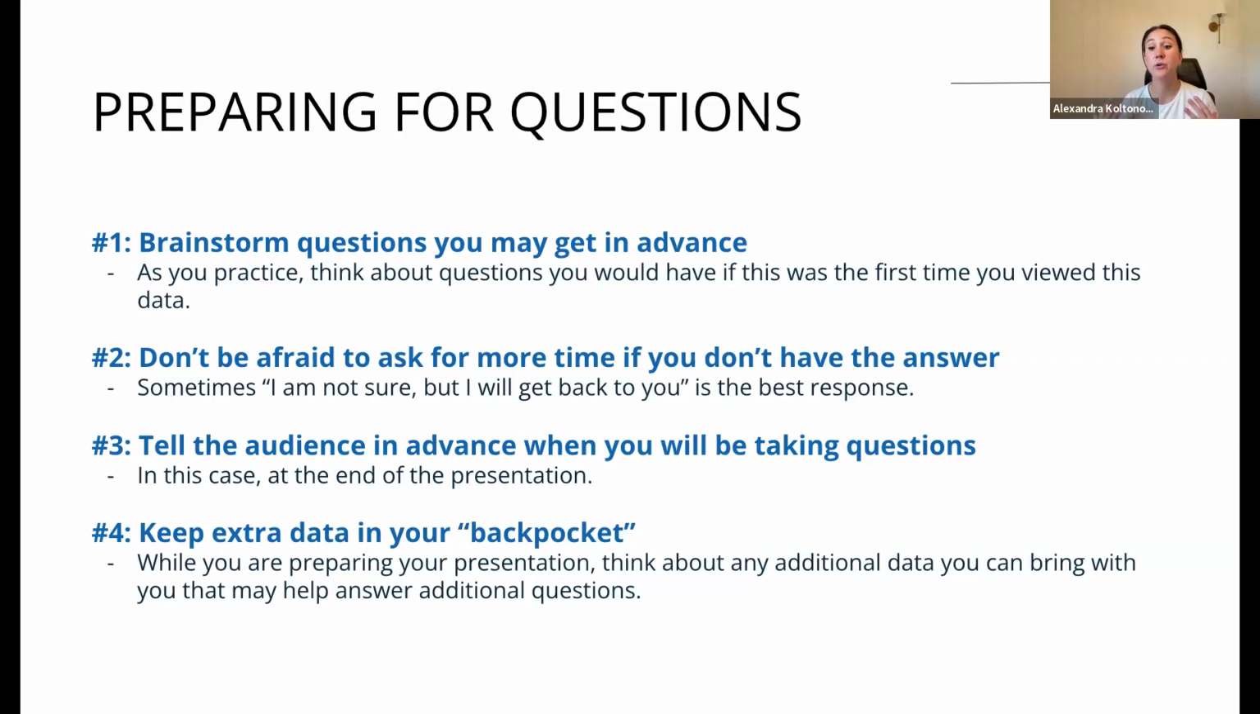So first, as you're practicing, brainstorm any questions that you may get in advance. Think about questions that would come to mind if this was the first time you were viewing this data. This will be really helpful for practicing to present to the DQI team. They'll have questions where you can say, oh, that is a good point, I could reframe the theme in this way, or I could present this data instead.